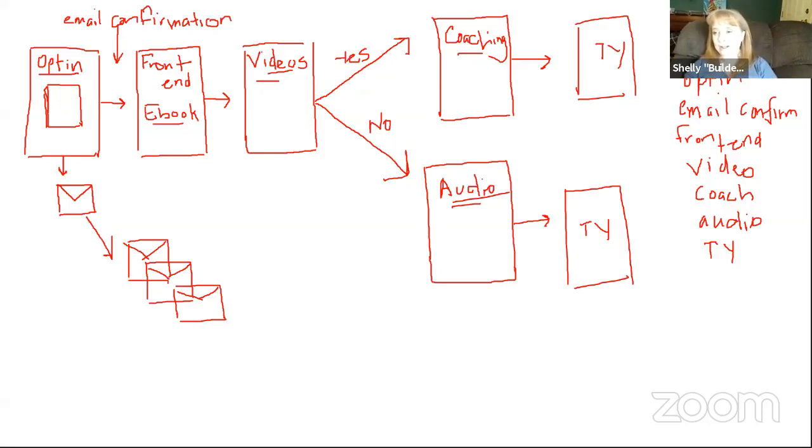So these are the pages that we're going to have, and the next thing we need to do is figure out what offers we're going to have. So I'm going to type in my offers. So what are we selling? That's what the offers are. So we are selling the ebook, that's an offer.